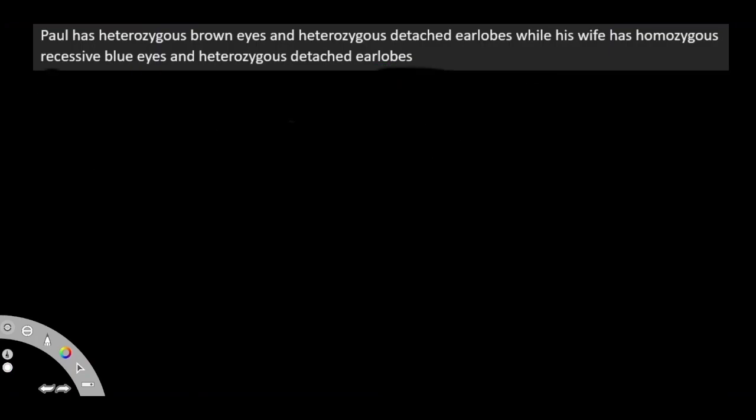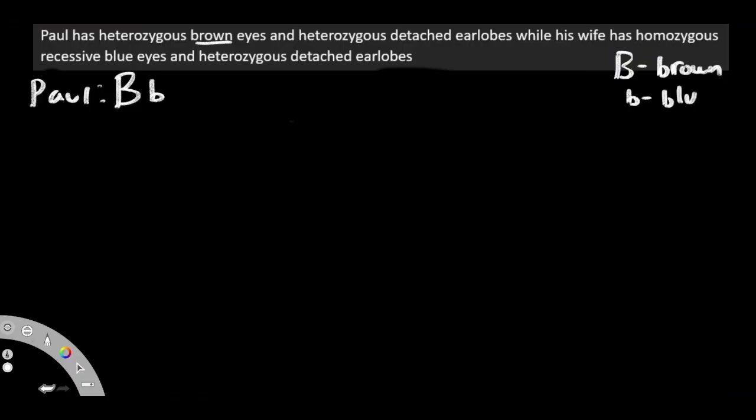It says Paul has heterozygous brown eyes, so I'll put Paul up here. Heterozygous means it's going to be different letters for the alleles, so the alleles are not going to be the same. Brown eyes are dominant over blue eyes, so obviously Paul has big B, small b. I'll put a reminder up here that big B is for brown eyes and small b is for blue eyes.